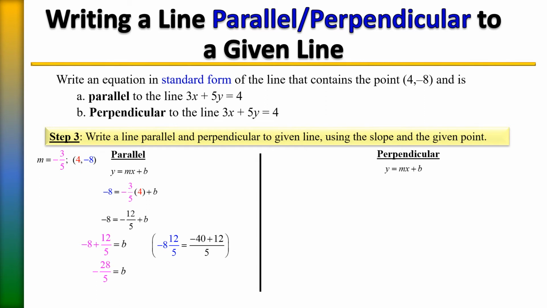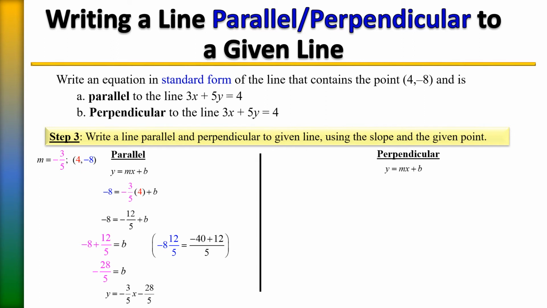Putting everything together, y equals, our slope is negative 3/5. Put an x behind that, and we just found out that b is negative 28/5. And that is our line in slope-intercept form.